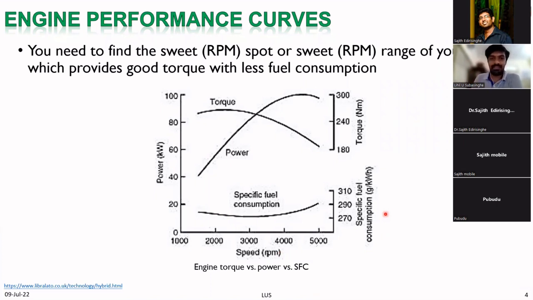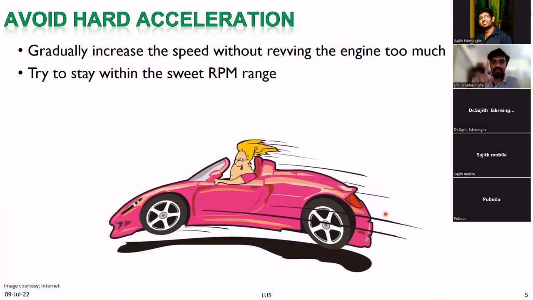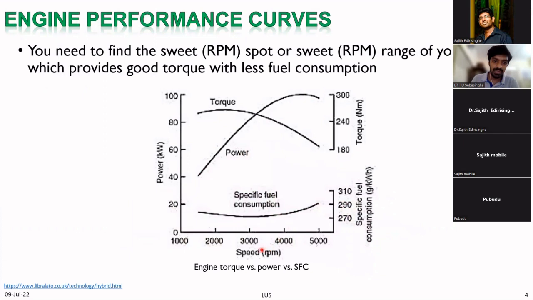In order to maintain your engine RPM within that range, what can we do? First thing, avoid hard acceleration. Gradually increase the speed without revving the engine too much. If you rev the engine beyond 4,000, beyond 5,000, or if you floor the accelerator pedal, you will realize that the engine RPM is increasing, and when you increase the engine RPM, you are losing fuel economy. The fuel consumption is gradually increasing.